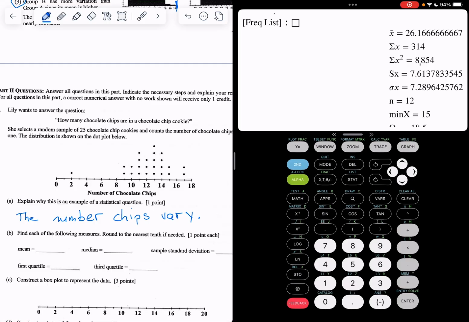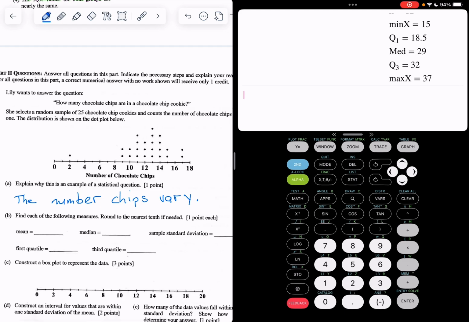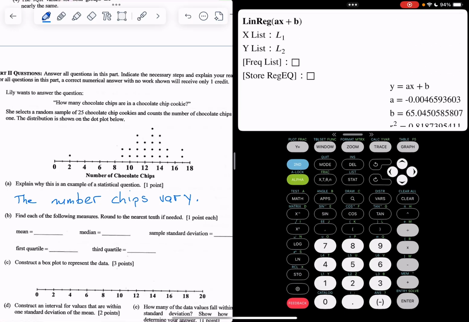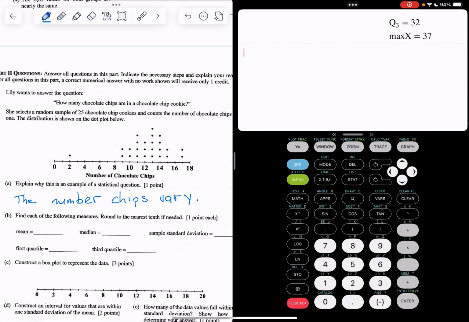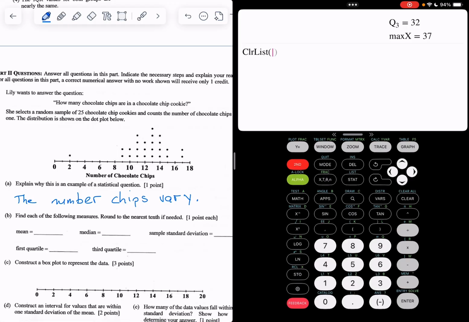All right, so here we go. The next one is, find each of the following measures. So again, we have to put this in L1, right? First thing I'm going to do is go STAT, and clear list, second L1. I know the other one is cleared because I cleared it for the first question. And then I'm going to go STAT, Edit, and put these in.